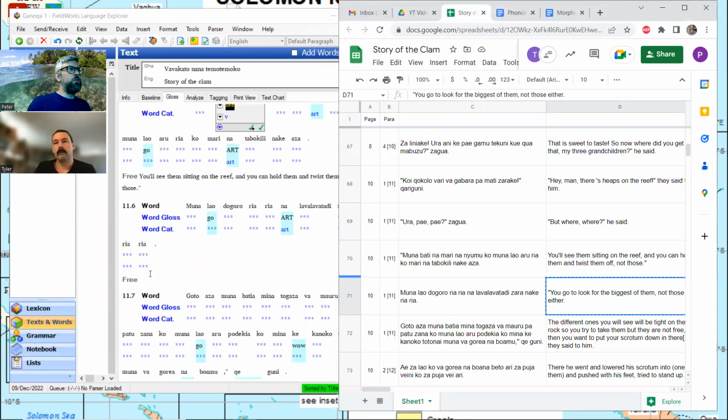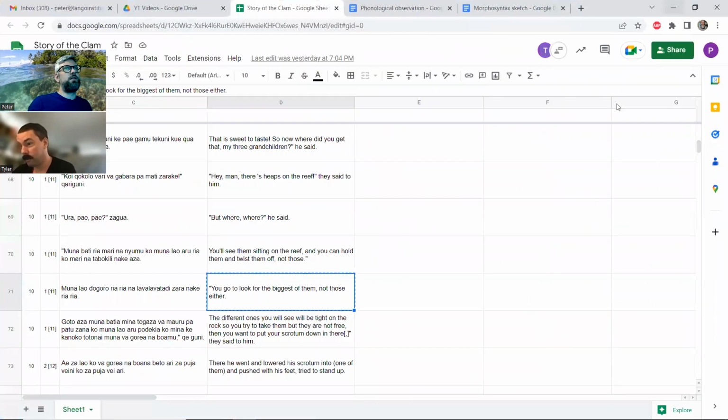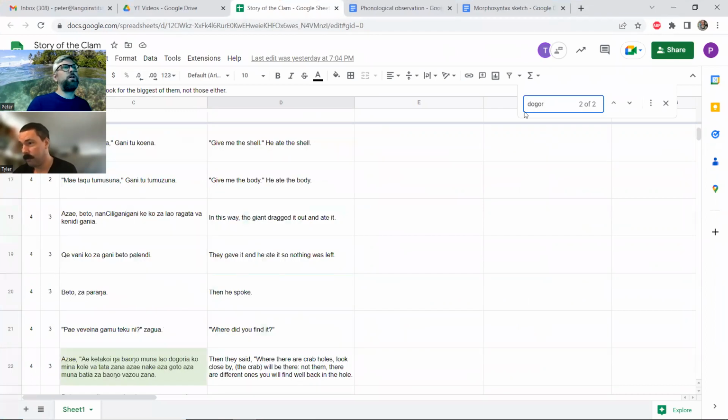So there it says Munu Lao, Dogoro. Now we've seen Dogoro and I believe Dogoria. Dogoruria, ria. Wow. What's going on there? Two dogor. Look for the big stuff, them. So let's focus on Dogor. It's only 2 hits. Yeah, we get Dogor and Dogoria. So this really supports our hypothesis that Ia is a third singular object agreement.